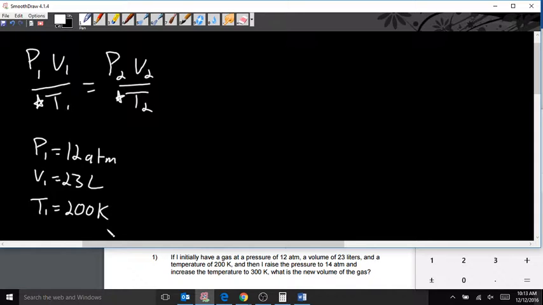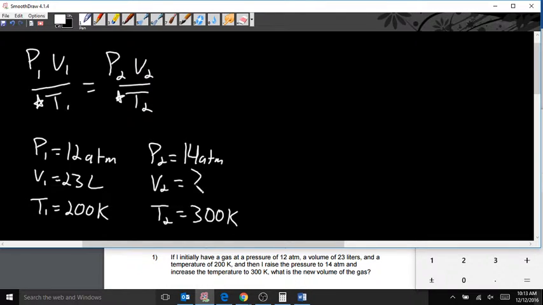They then raise the pressure, so we have a P2. They raise the pressure to 14 atmospheres. And then they increase the temp to 300 Kelvin. So let's keep my variables in the same order. And then the question asks, what is the new volume of the gas? So what we're looking for is V2. All right, 6 variables, we know 5 of them, so let's go ahead and plug them into the formula we have.